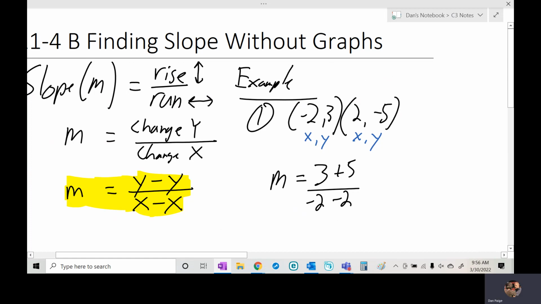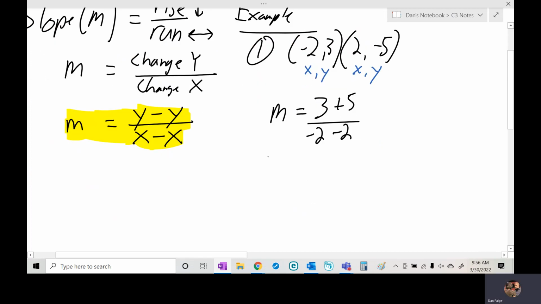So now we can just add them together and simplify it. 3 plus 5 is 8. -2 minus 2 is -4. And then we simplify it down. The slope is -2 over 1.